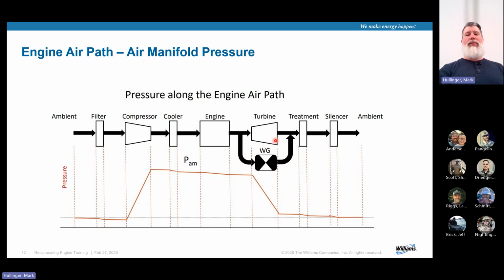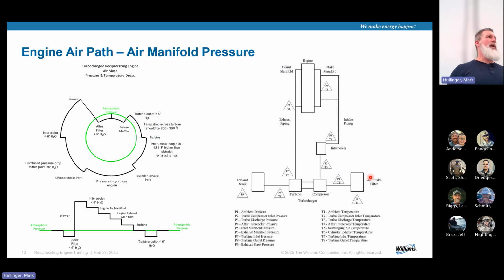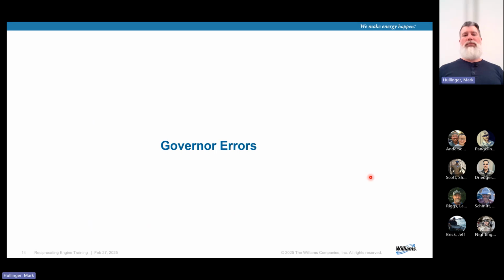So that's the turbine side of it. Sometimes there's a treatment silencer and then back to ambient. This is in the WIMS procedure, just another way of looking at what I just explained. Questions about turbos, starting, combustion, anything? I'm sure most of this group is very well versed on that.